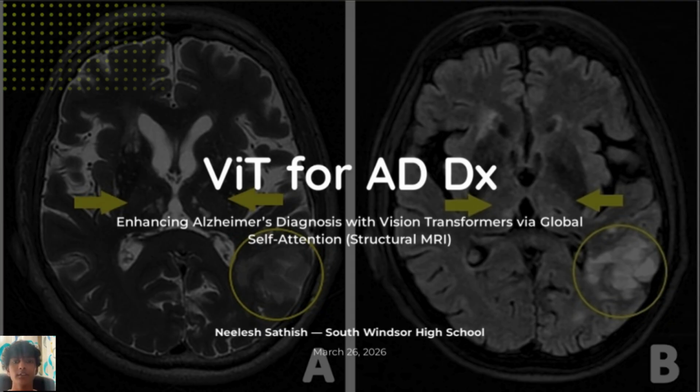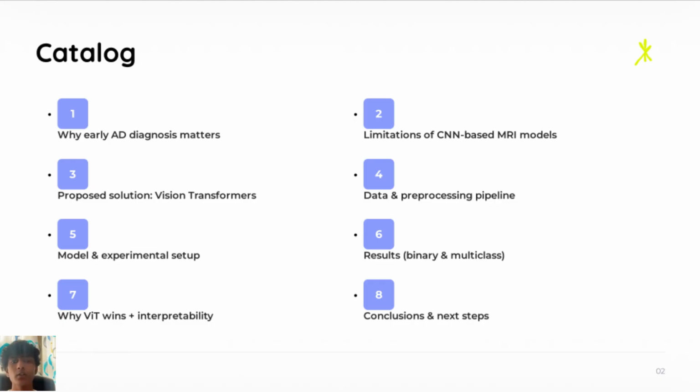Alzheimer's disease is difficult to diagnose early because the brain changes can be subtle and spread across many different regions. Traditional AI models, especially convolutional neural networks, are very strong at finding local image patterns, but they may miss relationships between distant brain regions. My project explores whether a vision transformer can do better by using self-attention to analyze the brain more globally. Here is an overall roadmap of my presentation today.